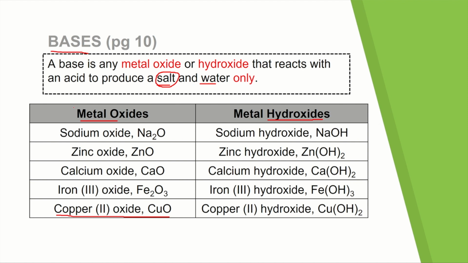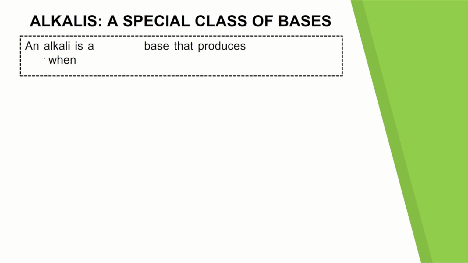So a base is any metal oxide or any metal hydroxide. Oxide means it contains oxygen. Hydroxide means it contains OH minus. All these hydroxide ions, can you please write it down? It contains OH minus.